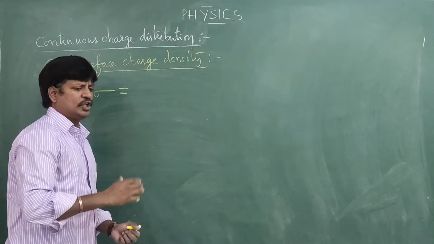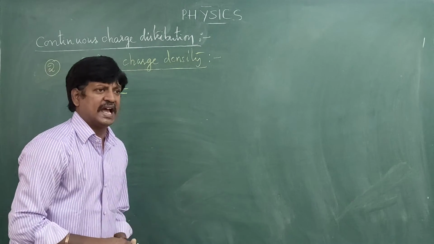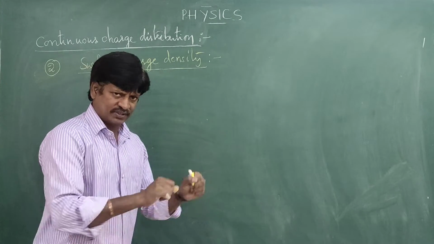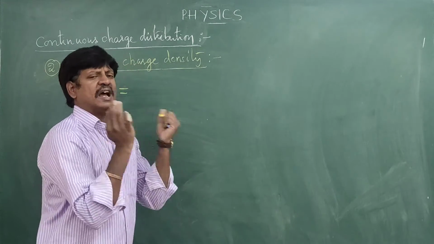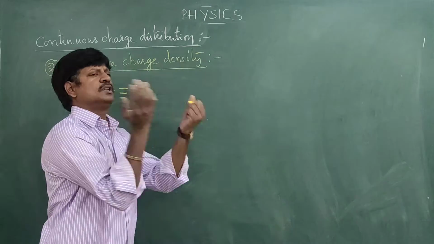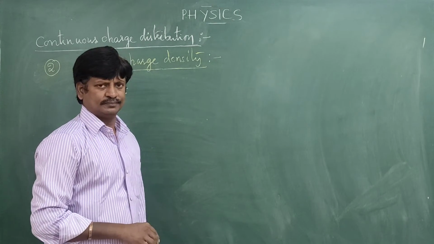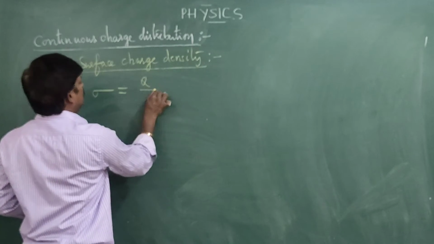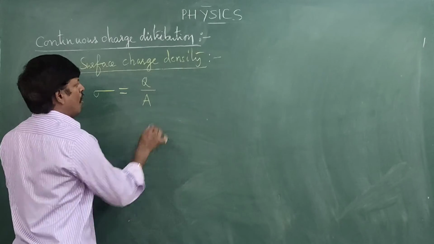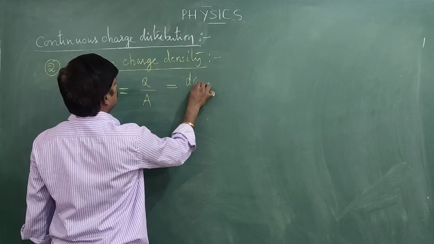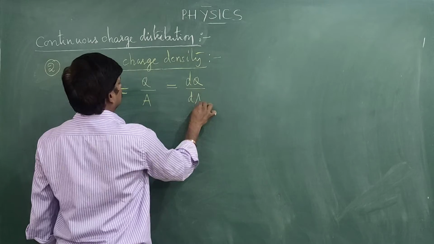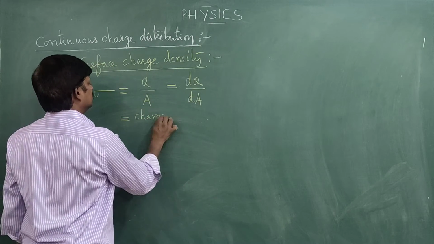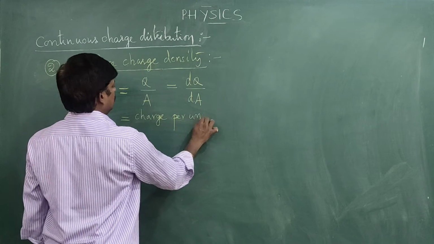Surface charge density means, like, you can have a disk, or that disk can have a surface, a circular surface, or you are having a hollow sphere. The sphere is having an outer surface. Like that. So sigma is charge per unit area, or I can also write dq divided by dA. This is nothing but charge per unit area.